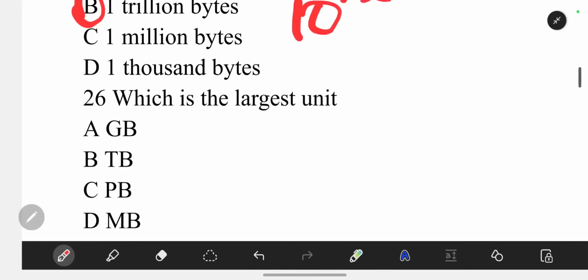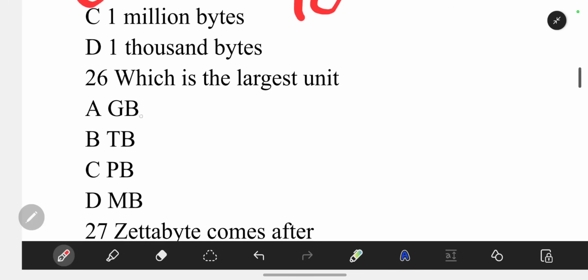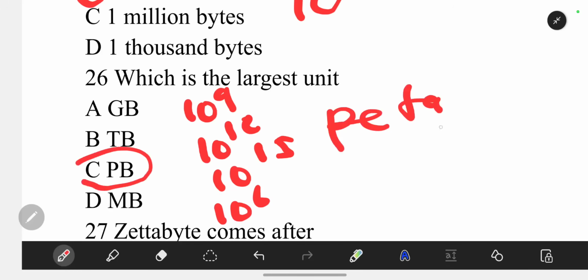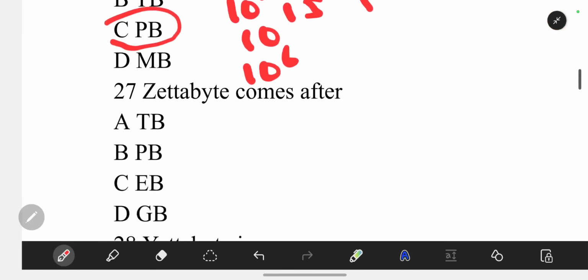Then when we look at our next one, which one is the largest unit? It is not the largest unit overall, but the largest unit among these. Giga is 10 to the power of 9, your tera is 10 to the power of 12, then our peta is 10 to the power of 15. Mega is 10 to the power of 6. So the highest is a petabyte. Peta is 10 to the power 15, so this one is the largest according to this list.